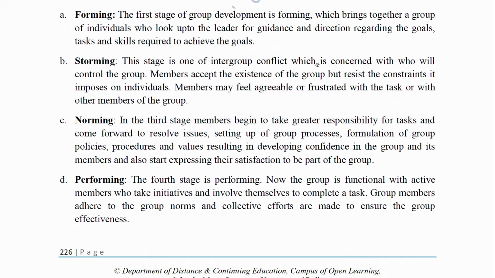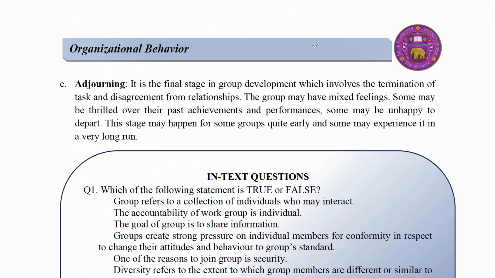Fourth, performing. The fourth stage is performing. Now the group is functional with active members who take initiatives and involve themselves to complete a task. Group members adhere to the group norms and collective efforts are made to ensure group effectiveness. Last stage, adjourning. It is the final stage in group development, which involves the termination of tasks and disengagement from relationships. The group may have mixed feelings. Some may be thrilled over their past achievements and performances.